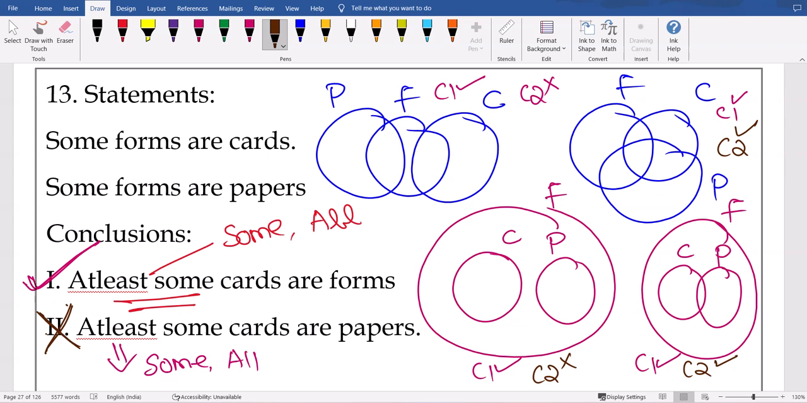This question's update is the at least word. One update, the other update is both statements are some and some. Big headache. There is no clarity, dilemma. Always like girls, dilemma. Boys, clarity: yes, no, clarity.